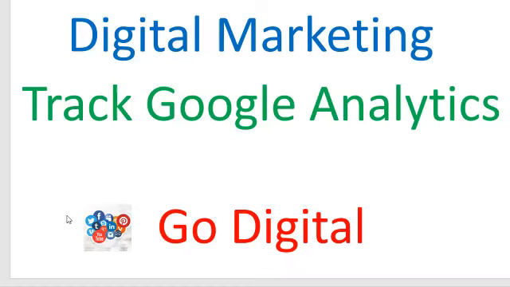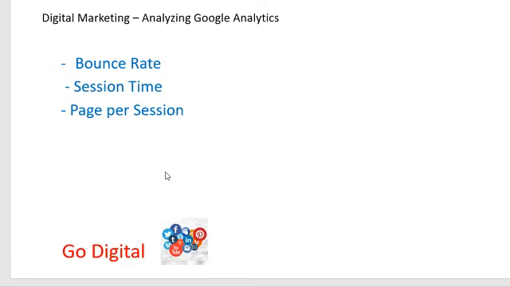If you are not aware of what Google Analytics is and how to set it up, there are other tutorials on Go Digital that you can take a look at. In this session, I'm going to talk about three very important parameters that you are going to track over a period of time, whether they are improving or deteriorating. These three are bounce rate, session time, and pages per session.